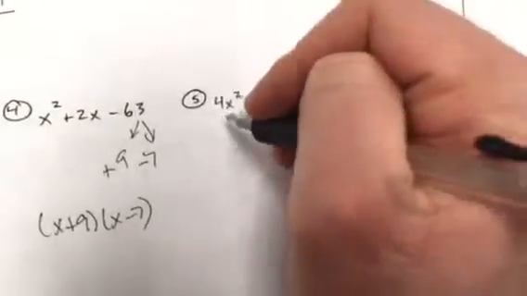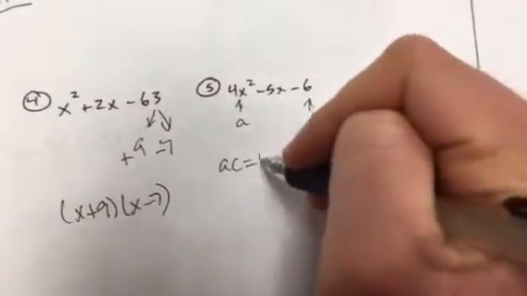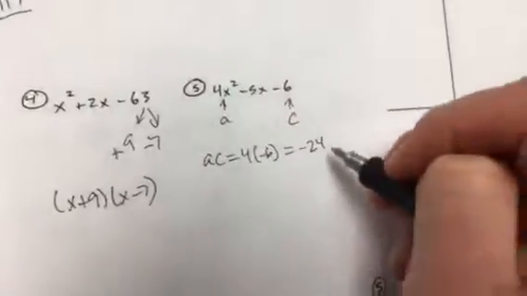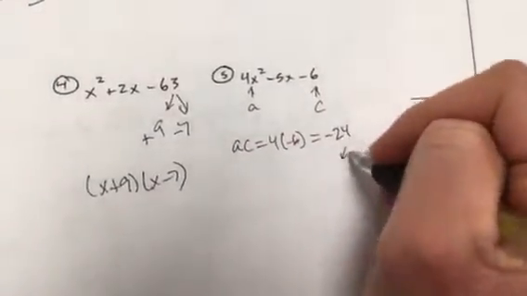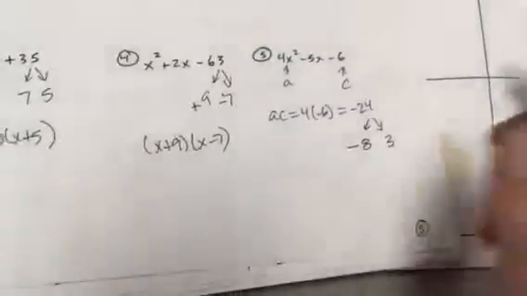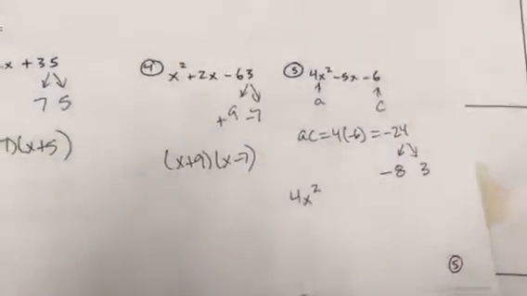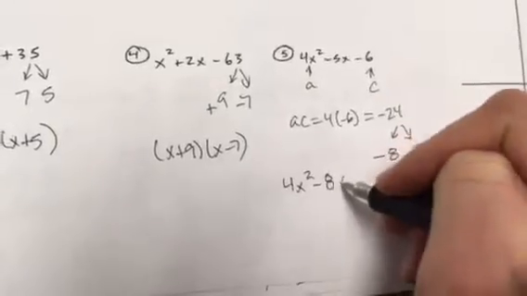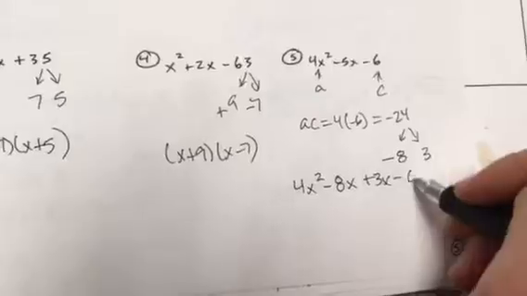AC method on this one, all right? That's A, that's C. A times C is 4 times negative 6, negative 24. You ask yourself, what multiplies to 24, because it's negative, differs by 5? How about 8 and 3? The middle term is negative, so that's a minus 8. So you're going to rewrite 4x squared minus 5x minus 6 as 4x squared. Instead of writing minus 5x, you're going to write it as negative 8x plus 3x, as we have over here, minus 6.